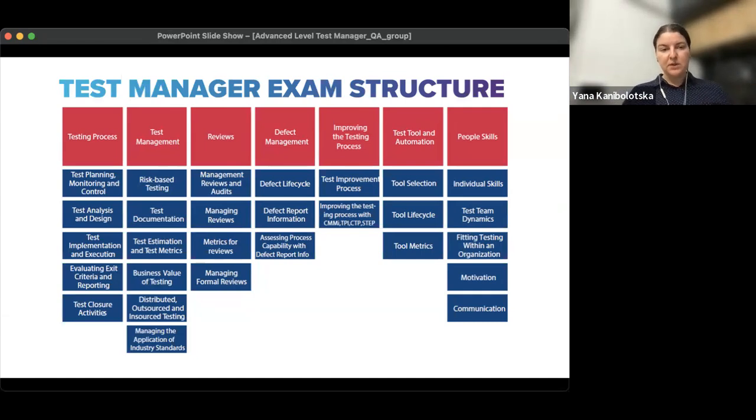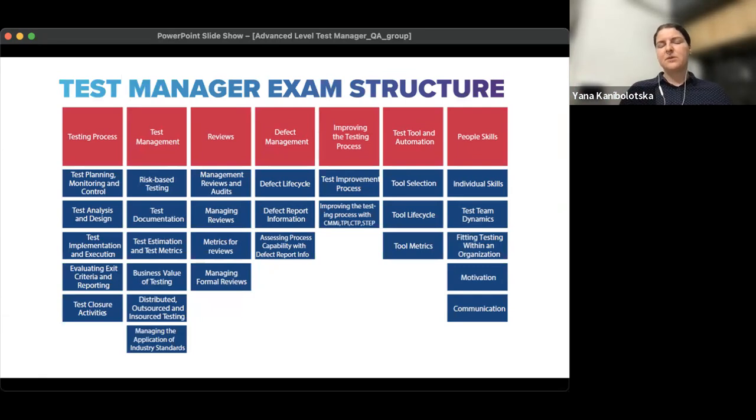So apart from test management, there are testing processes. It's actually general, this process you are already familiar with after the foundation level, the normal test process, but maybe with more details and from the perspective of a test manager, not an engineer. In test management, you also have test documentation, estimation, metrics, business value, which is also nice and important, and actually nice for any work.